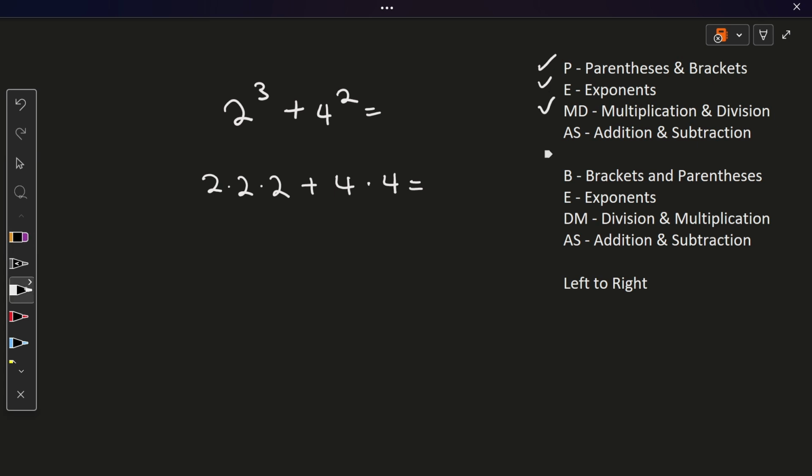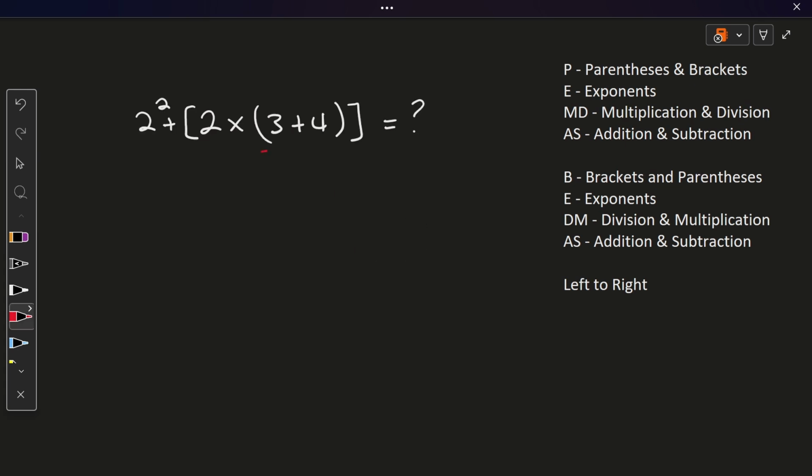Let's go ahead and move on to our next step, which is multiplication or division. Do we have any multiplication or division here? Well, yes, we do. This dot is representative of multiplication just as much as the x that we're used to. So let's go ahead and carry out our multiplication. 2 times 2 times 2. Well, 2 times 2 is 4, and 4 times 2 is 8, plus 4 times 4 is 16. And so our final answer, after resolving our addition operator here, is going to give us 24.